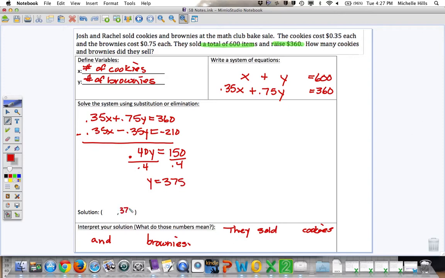So 375 for y. I'm going to use the first equation to solve for x. So x plus 375 equals 600. When I subtract 375 from both sides, I get x equals 225. So they sold 225 cookies and 375 brownies. Yes, I absolutely would check my answer, using the second equation, 0.35 times 225 plus 0.75 times 375, and make sure I get 360, and I do.